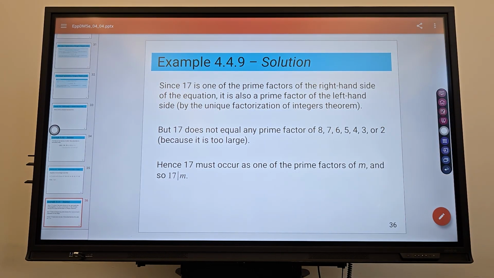Since 17 is one of the prime factors of the right-hand side of the equation, it is also a prime factor of the left-hand side by the unique factorization of integers theorem. 17 does not equal any prime factor of 8, 7, 6, 5, 4, 3, or 2 because it is too large. Hence, 17 must occur as one of the prime factors of m. That's the shortcut way of doing it.